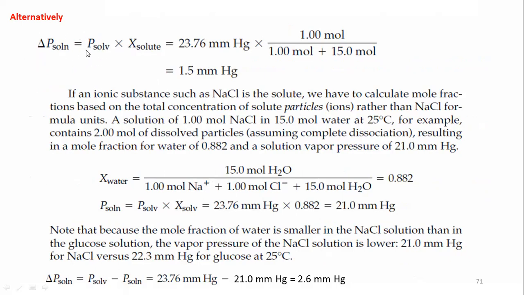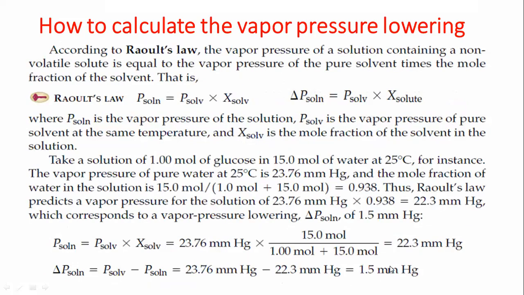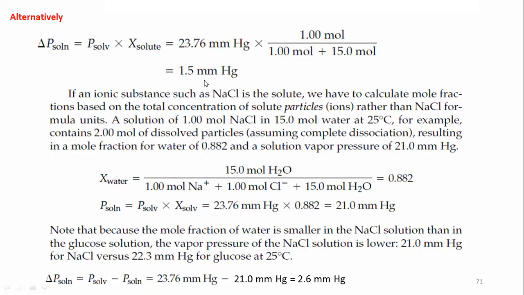And again, this is the vapor pressure of the pure solvent. This is 23.76 mm of mercury. And if you want to get the mole fraction of the solute, you take the moles of the solute divided by the total moles, and when you solve this one, you will get the same answer. It is 1.5 mm of mercury. Look at the value. This is also the same. So there are two ways, and this is not only the calculation, but by using this you will better understand what we have done during the derivation.